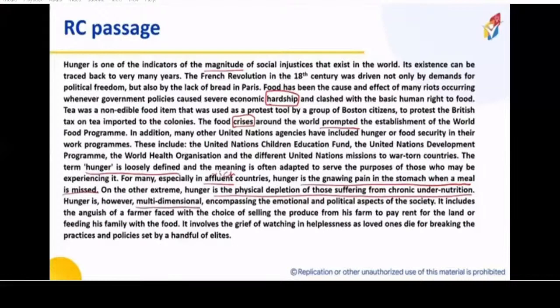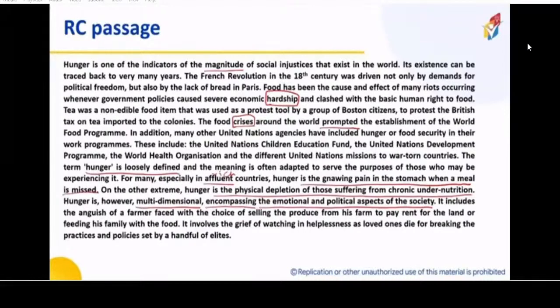Hunger is, however, multidimensional, according to the author. Hunger is not just this extreme or that extreme. It has many dimensions to it, and it encompasses, meaning it includes, the emotional and political aspects of the society. So hunger is not just how you feel or whether you're overnourished or undernourished. Hunger is more than that, according to the author. It is emotional and political.